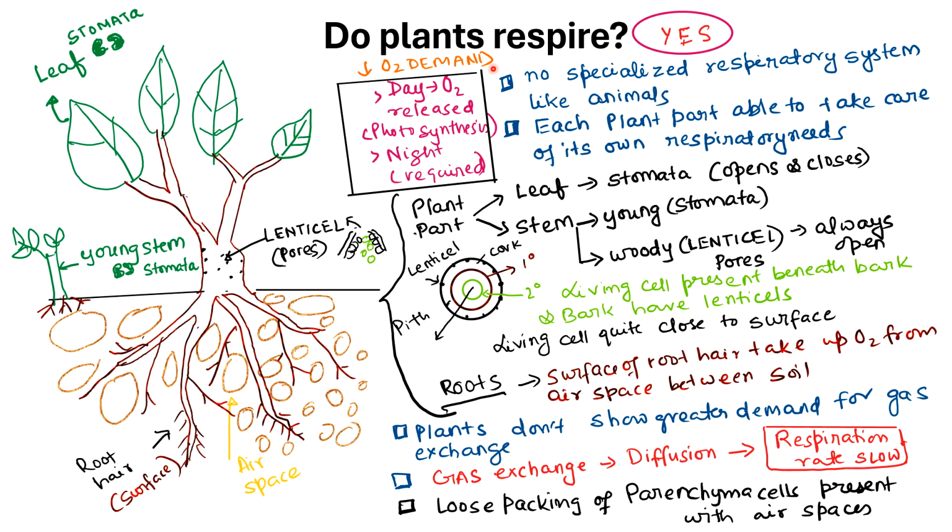And another important feature seen in plants is that plants also have a loose packing of the parenchyma cells present in them, which has a lot of air spaces. So you see, each plant part is directly or indirectly in contact with the air surface. So the respiration or the uptake of gases can take place easily, and they do not need any specialized respiratory systems in them. I hope that point is clear now.